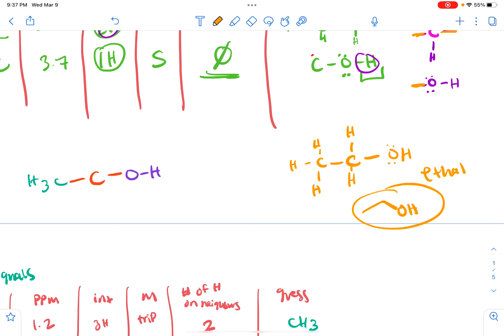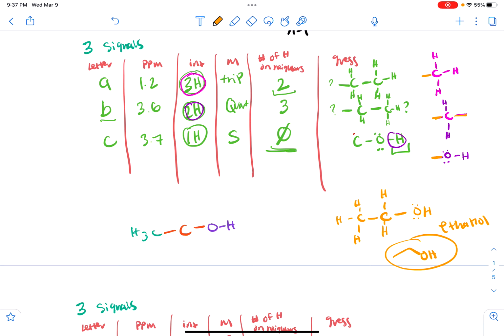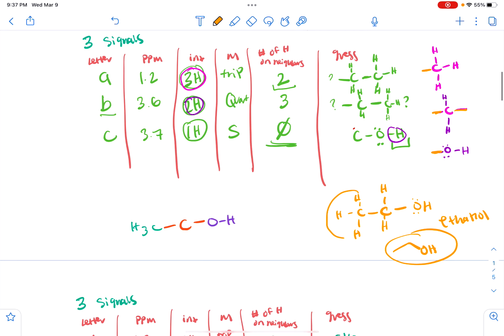So that is how you get ethanol. And as you can see here, these hydrogens are equivalent, these hydrogens are equivalent, and this one is only 1 hydrogen, but there are only 3 signals because those hydrogens are equivalent. All of these hydrogens right here are equivalent, these hydrogens are equivalent, and this hydrogen is equivalent.